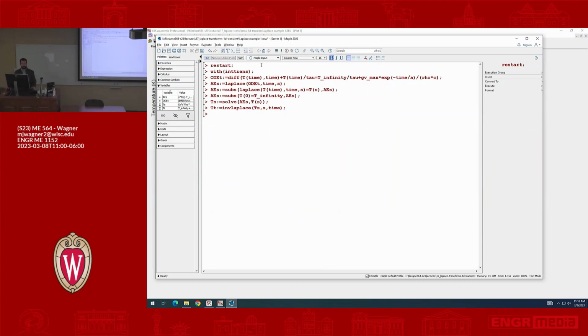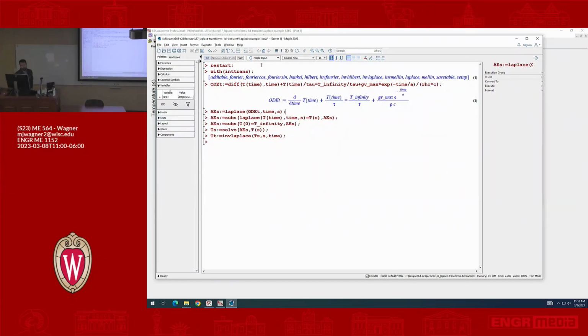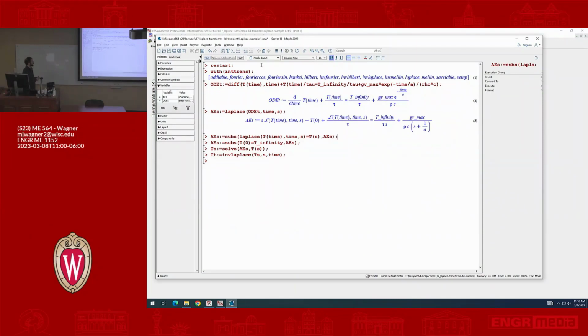So in Maple, this is how you go about doing kind of the same thing that we did. We're going to restart, load our library, and then we're putting in the ODE in time. This is what you would have derived from your own control volume analysis. So next we're going to take the Laplace, using this Laplace function. And then this is what we get out. So this should match what we did manually for this problem.